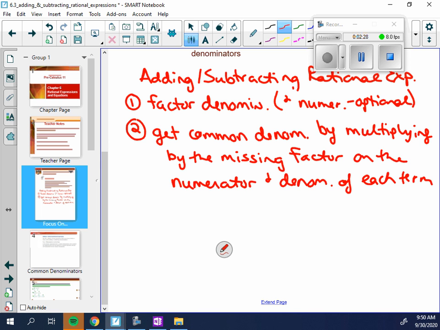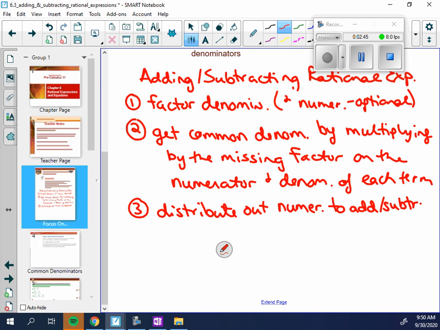So we actually have to, in the next step, distribute out the numerator terms, I guess numerator factors, to add or subtract with the other expression, and keep your denominator factored.